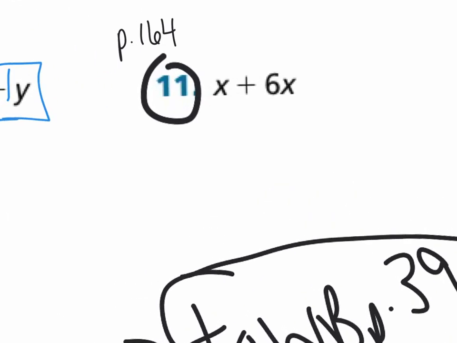Number 11, again, we can put a 1 in front of the x. So we've got 1x plus 6x would be 7x.